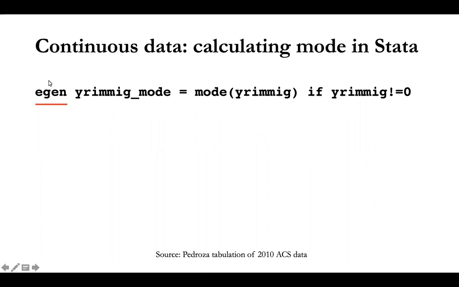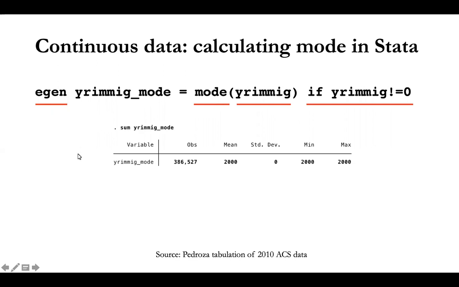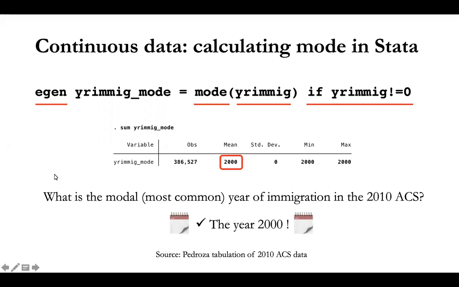So again, this is a brand new command that you can use for all sorts of things, and we're going to use it here to create a new variable. We're going to calculate the mode as a statistic for that variable with our if statement. And lo and behold, you calculate this new variable that you can summarize because it's continuous. Why is it continuous? Because the original variable of year of immigration is continuous. And now we have some really useful information here, where the mode is the year 2000. There it is. Not very common, but I just wanted to show you how to do that.